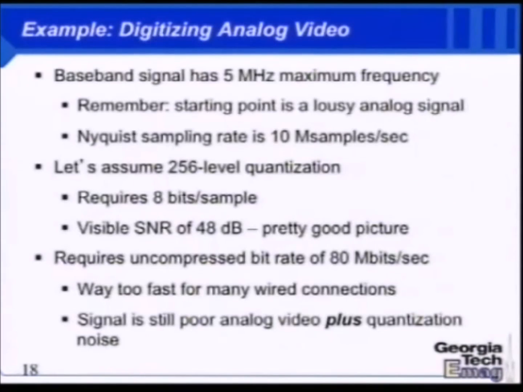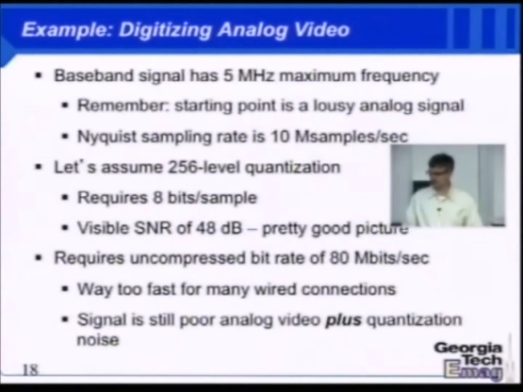Let's say I wanted to digitize analog video. Here's another example we can work through. This is actually a very common thing. We have a tremendous amount of archived analog video, but we want to digitize it and save it or transmit it on a satellite link. Analog video has a 5 megahertz baseband bandwidth, so I must sample it at 10 megahertz if I want to obey Nyquist. So 10 megasamples per second. Let's assume 256 level quantization.